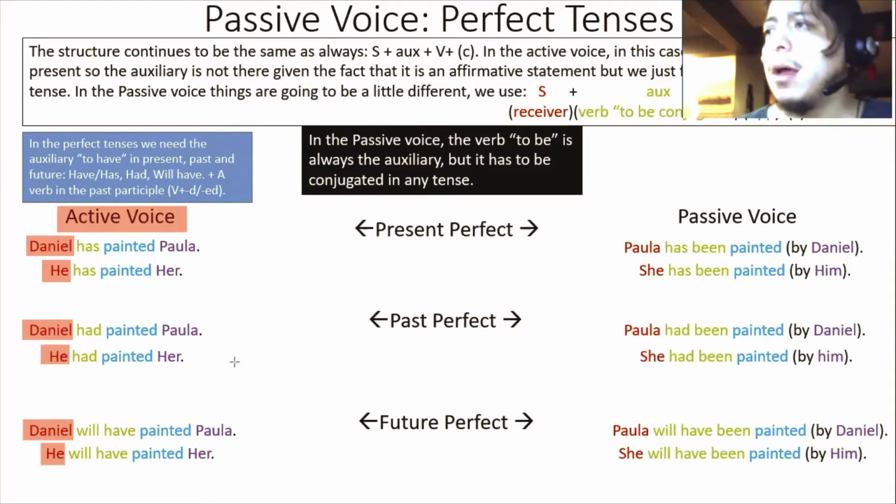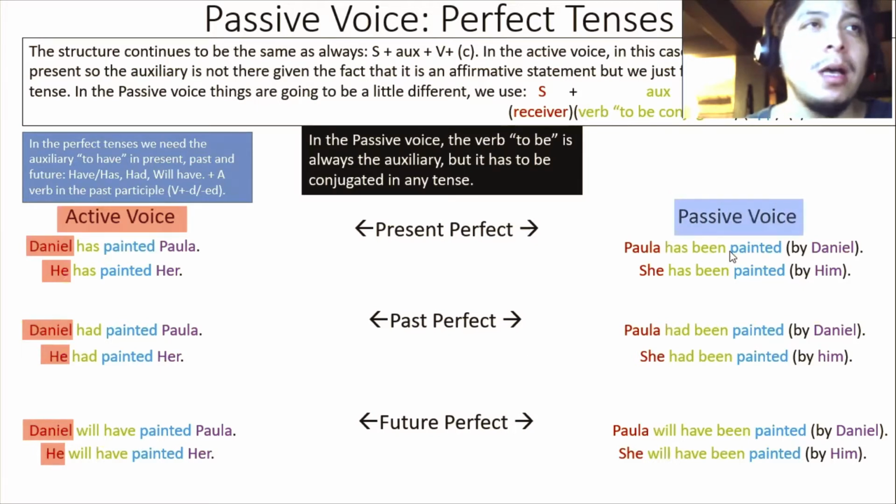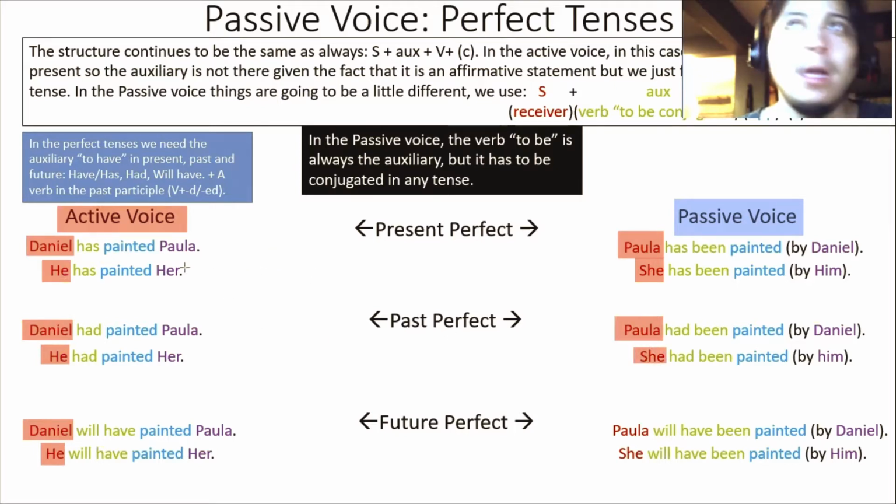Okay, and then on the other hand, we have the passive voice. What is the passive voice? The passive voice is very similar to the active voice. The only difference is that the subject is not the person doing the action. The subject, sorry, is the person receiving the action of the verb. In this sentence, in the active voice, it says Daniel has painted Paula. Okay, Daniel has painted Paula. Daniel is the doer of the action, and Paula is receiving paint into her body. People are painting her. She is like a wall or like a canvas.